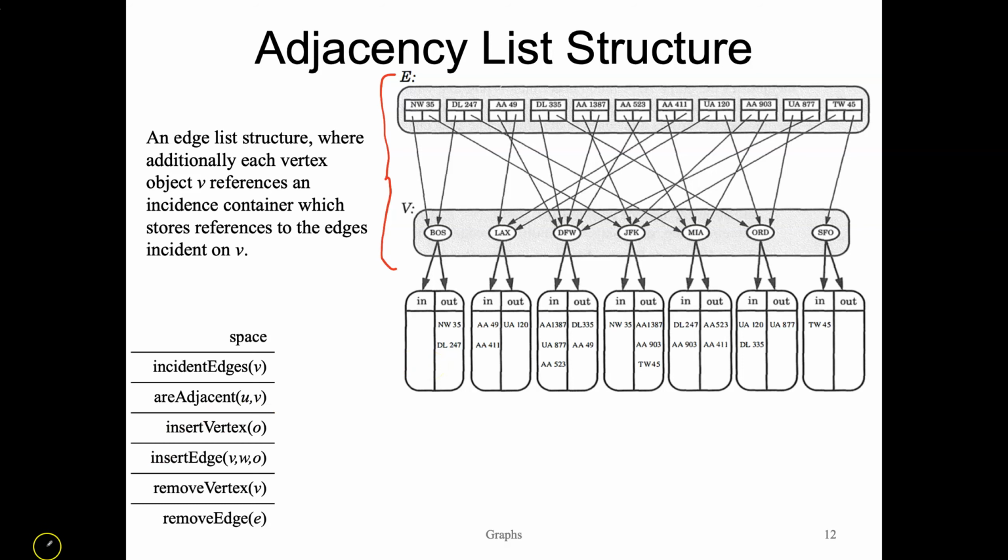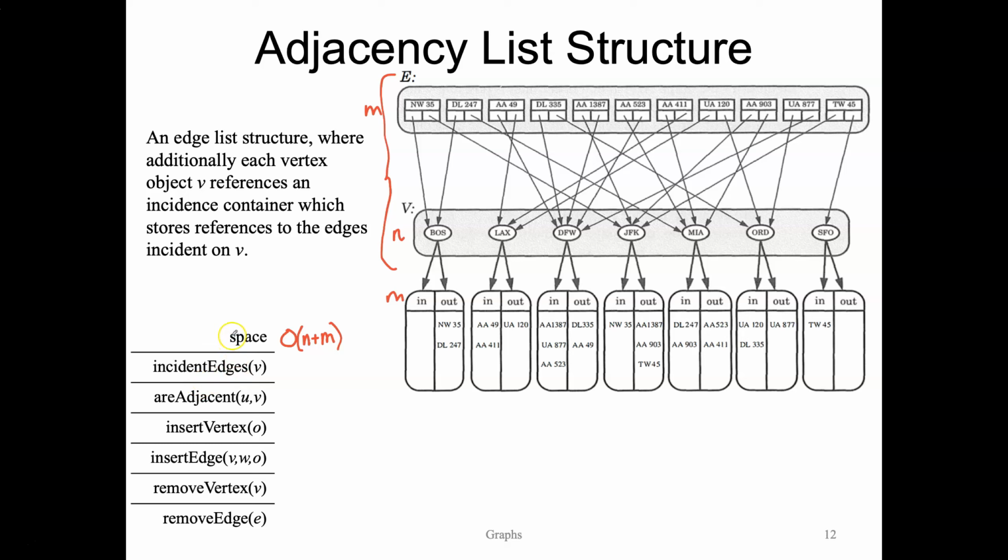Now, similarly, the amount of space that we use is proportional to n plus m. And this is because we have m edges we're keeping track of here, we have n vertices we're keeping track of here, and then the total number of edges that we're keeping track of over here is still m. So we've got 2m plus n. When we put this in big O notation, this is big O of n plus m.